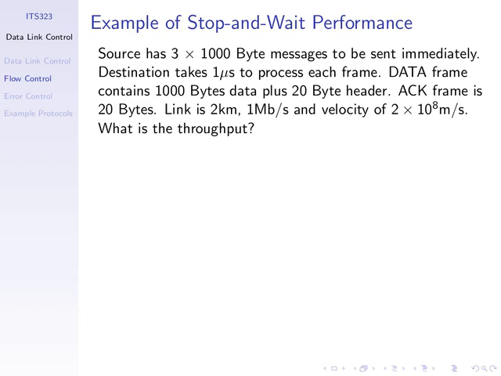Data frame 1. This, in the diagram, illustrates the transmission of the data frame. And one way to help in calculating the throughput, we're going to need the total delay. One way to help in calculating is think, okay, when we start, that is time 0.